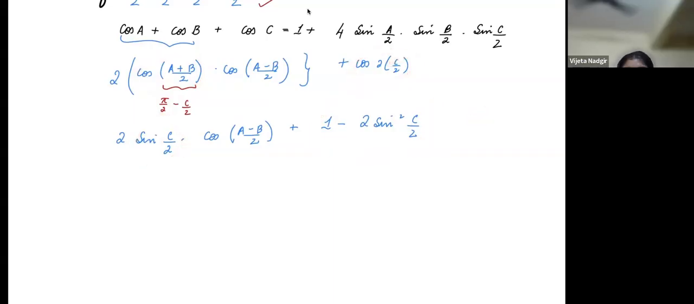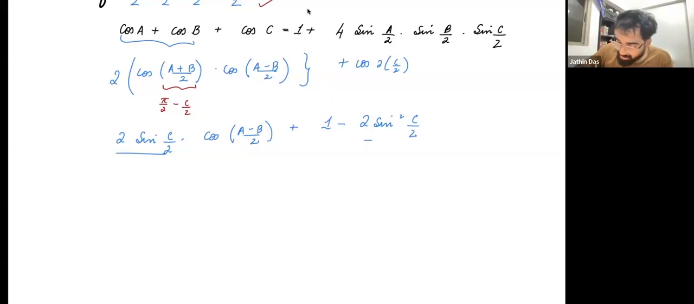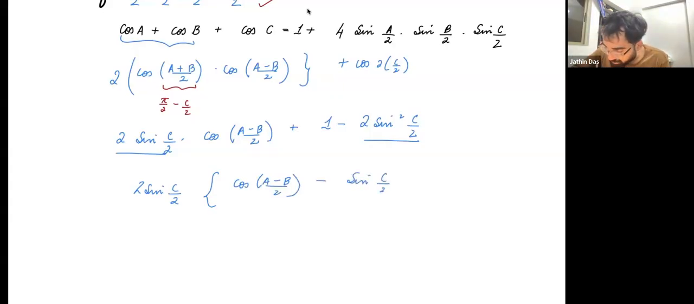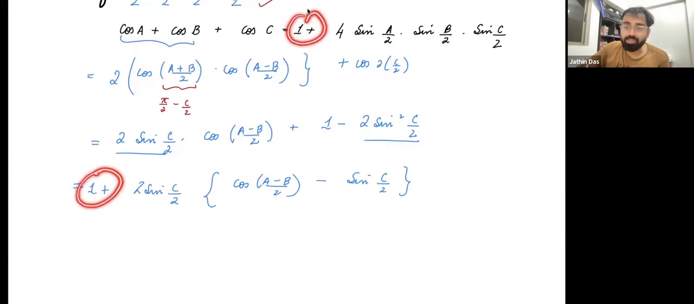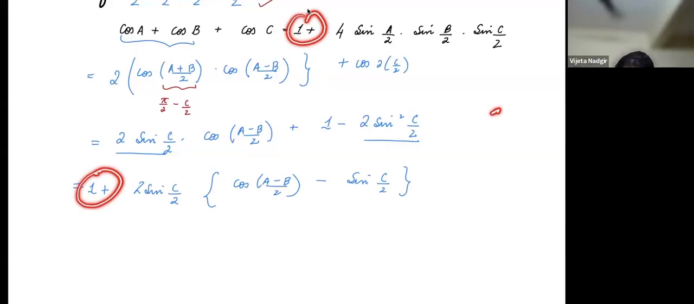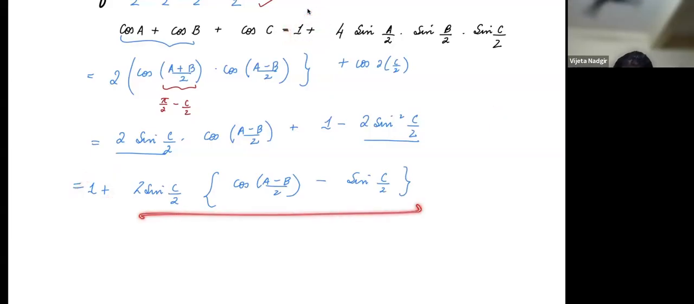हाँ, then you can take 2 sine c by 2 common. So it will be cos a minus b by 2 minus sine c by 2. Okay. And there is a 1 also. And that will go as 1 plus. And that's okay. That 1 is okay because it's not going to harm us. It is outside. Now you just need to prove this is this. That's it.